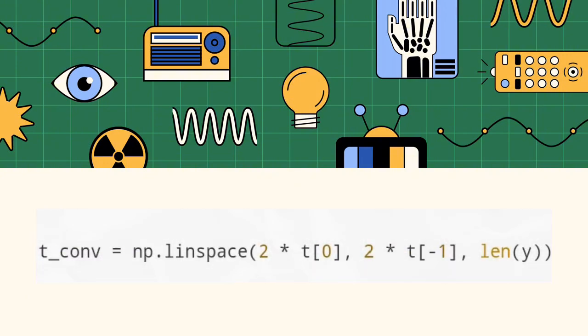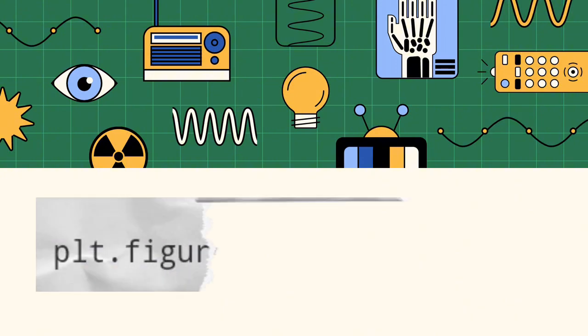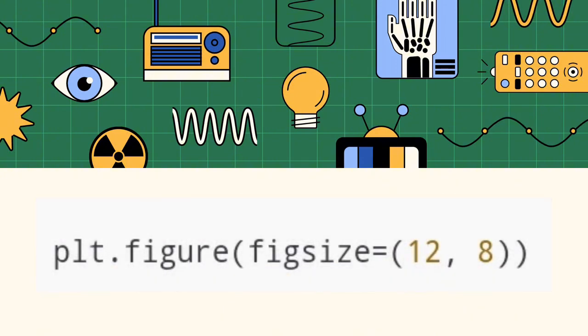Next, a new time axis for the convolution output is created. Since convolution increases signal length, a new time vector is required so the output aligns correctly with time. The plotting section now begins. This sets the size of the figure to ensure clarity.